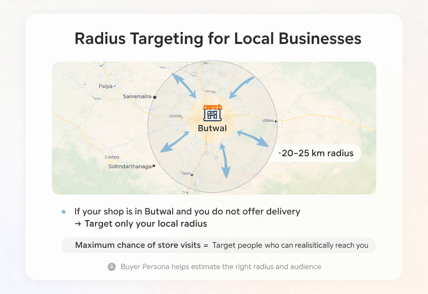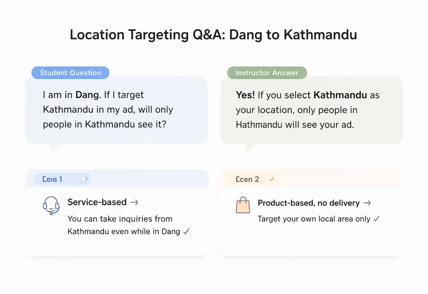It all connects. A student asks a really practical question here. They're based in Dang, and they want to know if they target Kathmandu in their ad, will only people in Kathmandu see it? The answer is yes, exactly right. The location you select in your ad settings determines who sees the ad, not where you physically are when you run it. So if you're in Dang and you target Kathmandu, people in Kathmandu will see your ad.